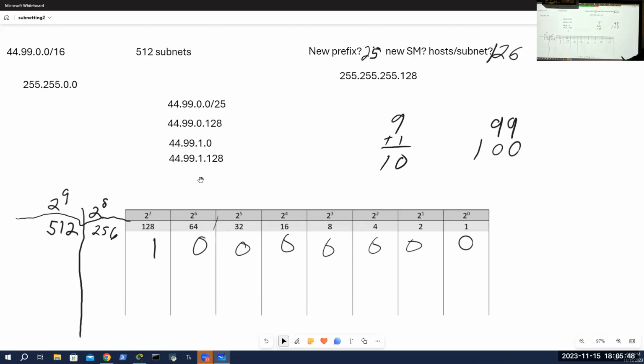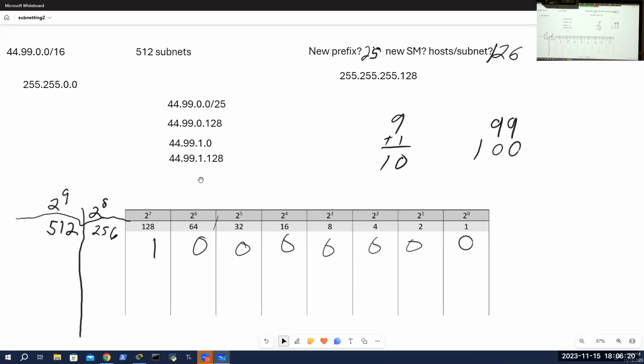The last subnet here will be 44.99.255.128. And that's why I say the last subnet, the value in the octets that you're doing the subnetting in, in this case the third and fourth, those octets will look like the last octets of the subnet mask. When we're dealing with only the fourth octet, like in the last problem, our last subnet was 248, and that was the value of the fourth octet of the subnet mask.